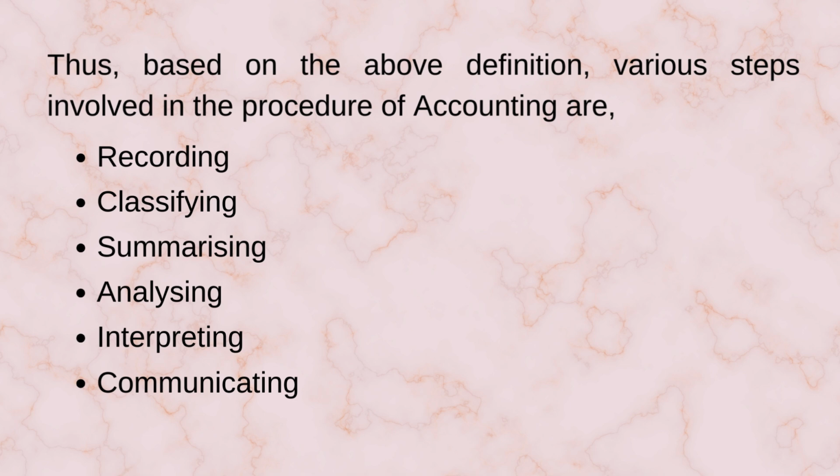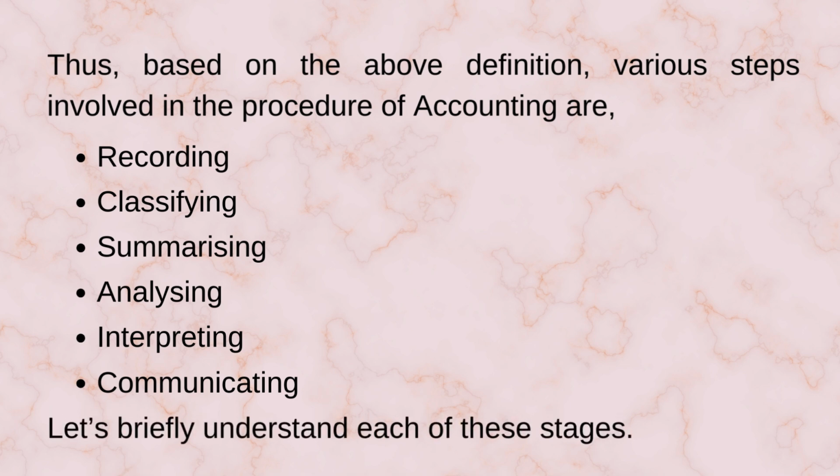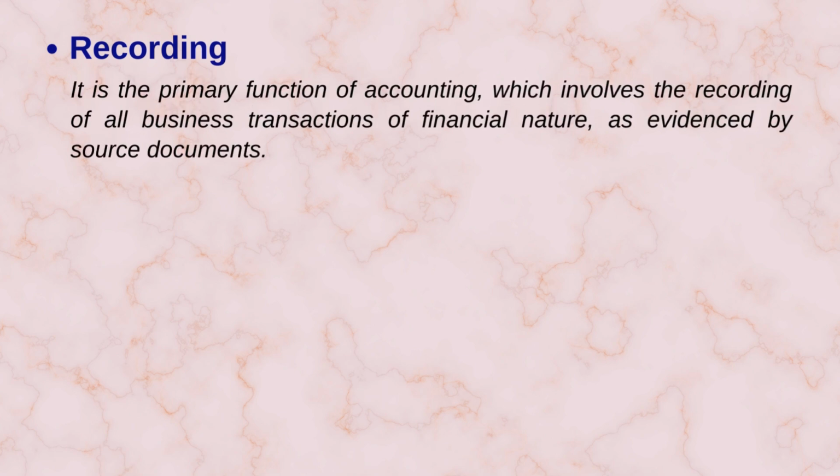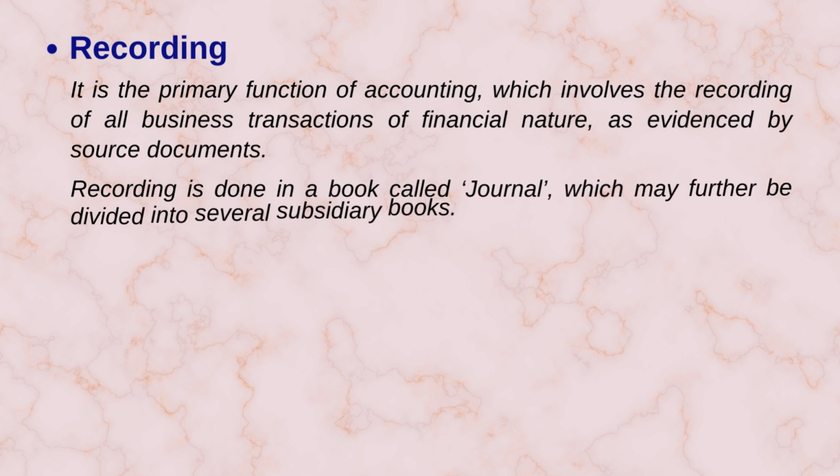Let's briefly understand each of these stages. First one is recording. It is the primary function of accounting which involves the recording of all business transactions of financial nature as evidenced by source documents. Recording is done in a book called journal, which may further be divided into several subsidiary books.